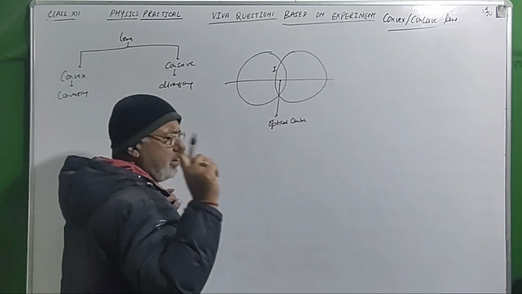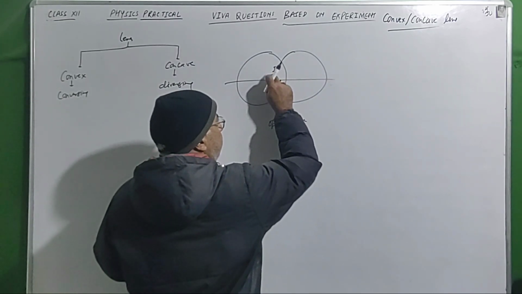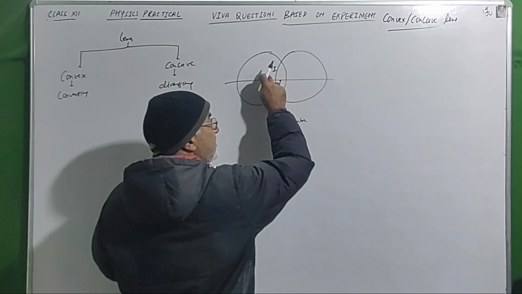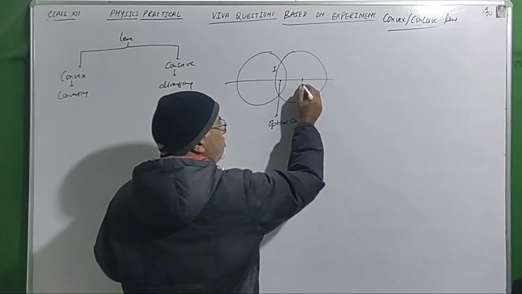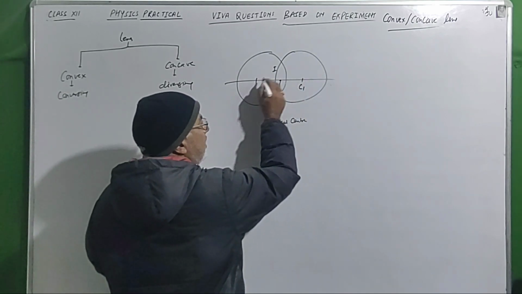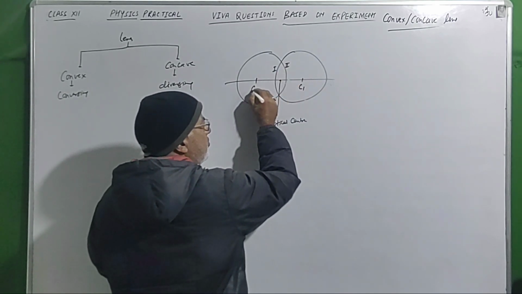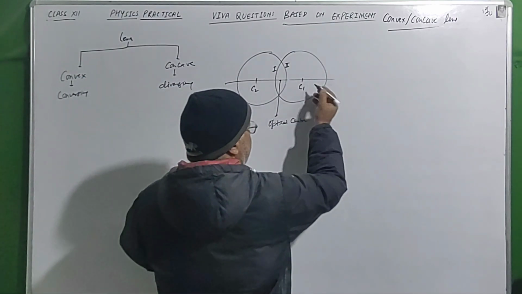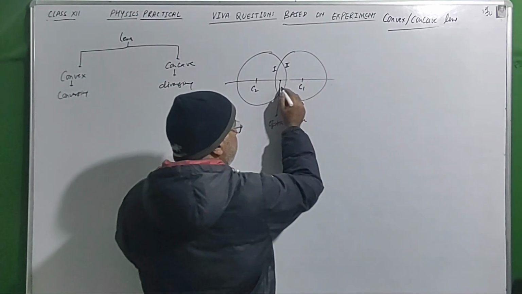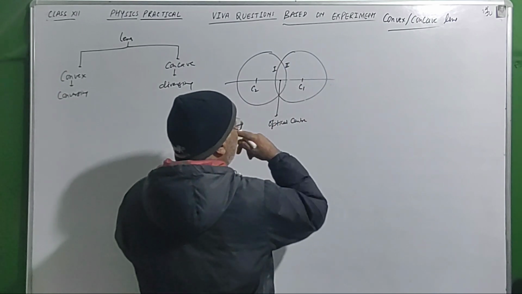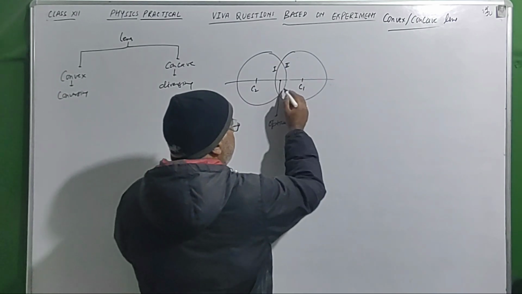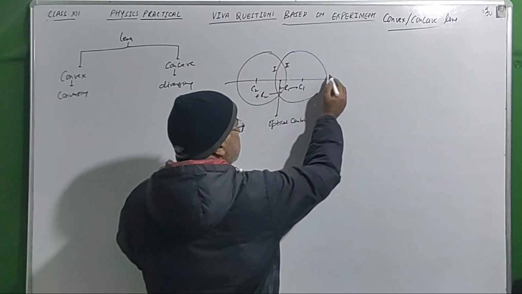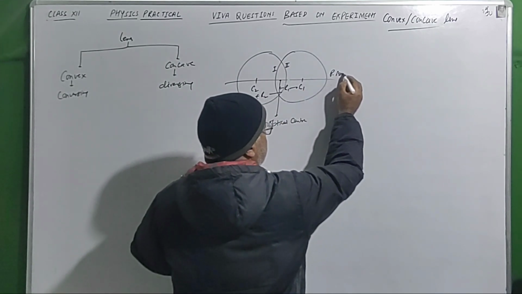Please remember, pay attention to this point: this is the first face, which is facing the light. The center of curvature of this is C1, and the second surface, where the light emerges, has C2. The radius of this is called the radius of curvature. We measure it from the optical center: R1, R2. And this is the principal axis.